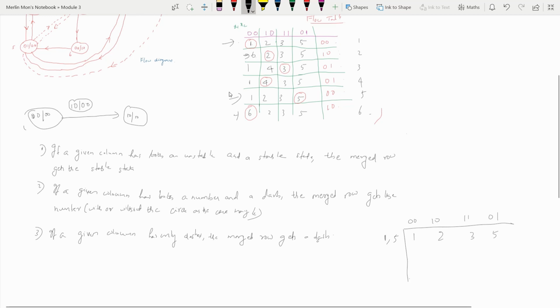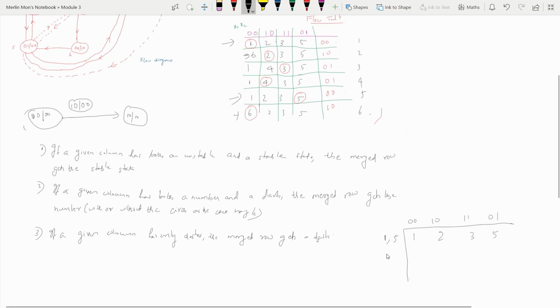So there should be no contradictory numbers for the same input output combination. Here the input output combination is 0 0 0 0, so there should be no contradictory numbers. So we will just merge the similar numbers.